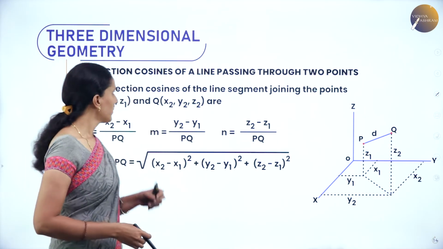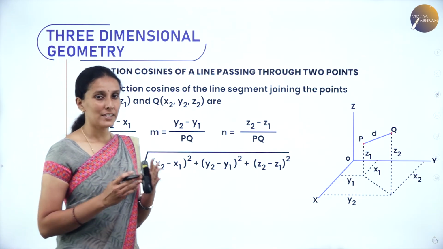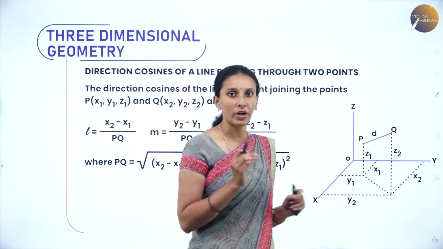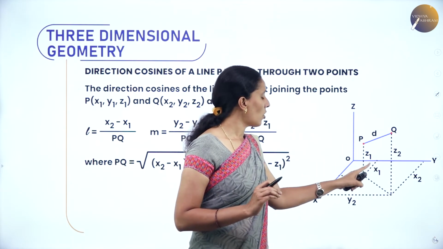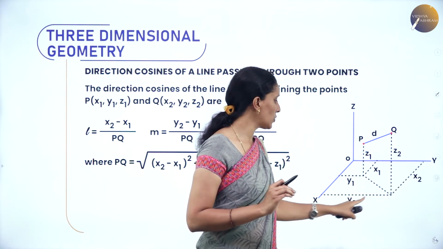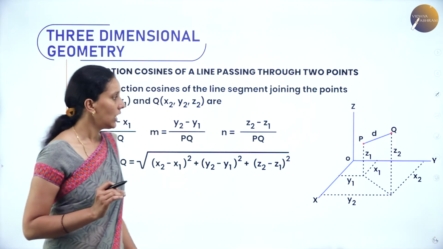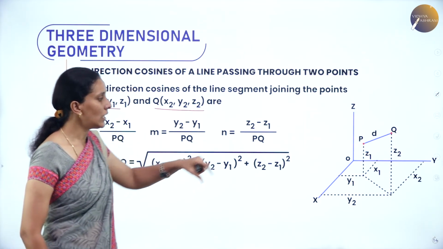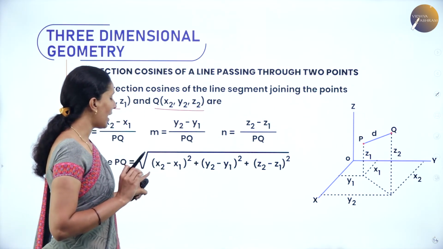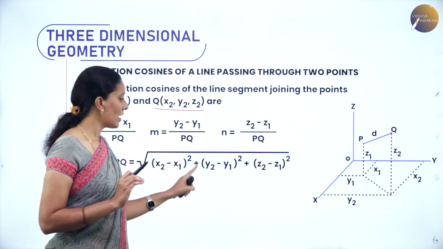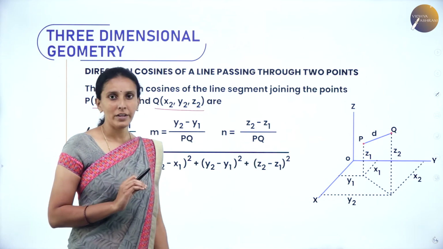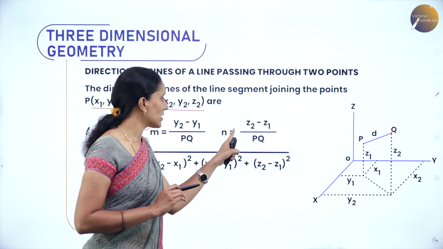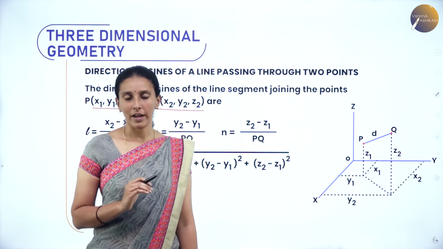Next we have direction cosines of a line passing through 2 points. We have studied the vector joining 2 points. Similarly, we are going to write the direction cosines for the line segment joining the 2 points. Suppose P is a point whose coordinates are x1, y1, z1, and Q is the point whose coordinates are x2, y2, z2. Then the direction cosines of the line joining these 2 points are given by x2 minus x1 over PQ, where PQ is the length of the line, given by the distance formula: square root of x2 minus x1 whole square plus y2 minus y1 whole square plus z2 minus z1 whole square. Similarly, cos beta, m, is y2 minus y1 divided by PQ, and cos gamma, which is n, is z2 minus z1 divided by PQ.